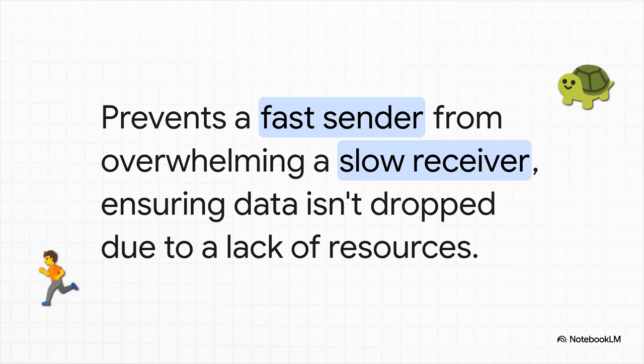Then you've got flow control. This is so important. Imagine you're talking to someone, and you're talking a mile a minute, but they're a slow note taker. They're going to get completely overwhelmed, right? They'll miss stuff. Flow control is basically the listener being able to say, whoa, slow down a sec, let me catch up. It's a feedback mechanism that stops a fast sender from just drowning a slower receiver in data.